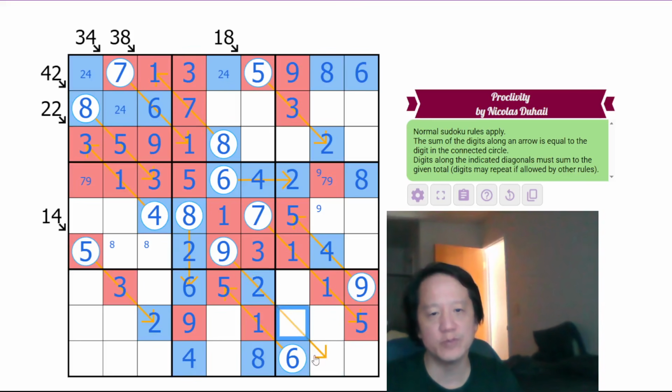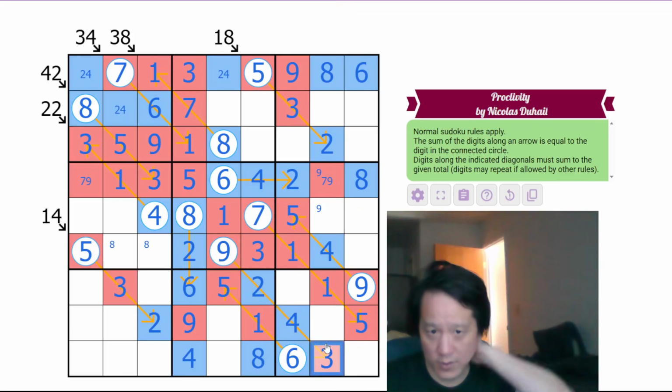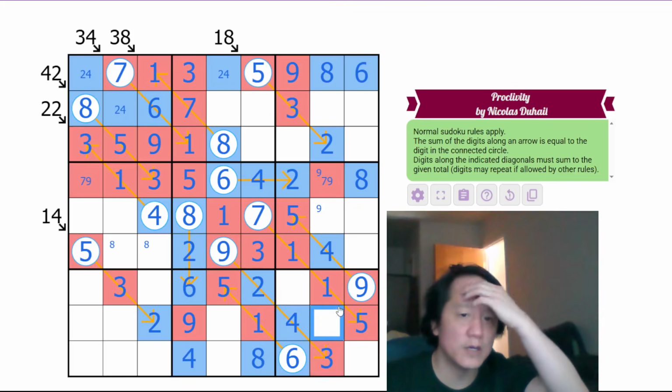This can't be 3 because of 3 in the column. So this is 4 here. No, sorry, this is 3 here. This is 4. Yeah, this is even. This is odd. And this is 4, and that's 3, to add up to 9. Okay.